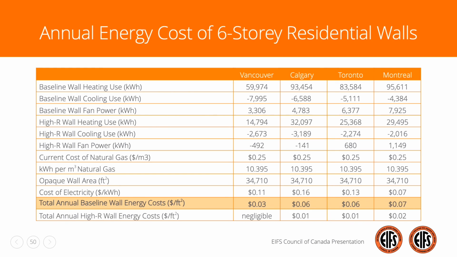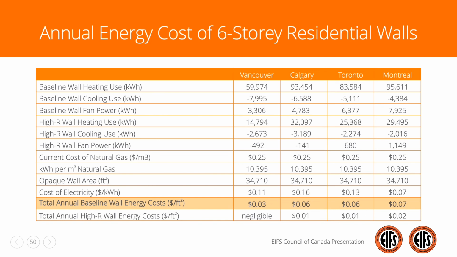And again, these are the annual energy costs assignable to the opaque wall area, not the annual energy costs of the building's energy use in total, but those relatable to the opaque wall area. So beginning in Vancouver, we have a total energy cost per square foot of 3 cents, 6 cents in Calgary, 6 cents in Toronto, and 7 for Montreal.